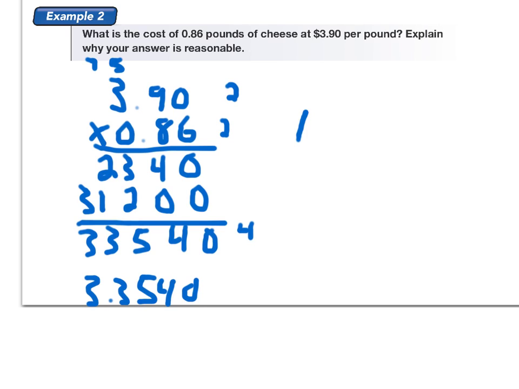Now think about this here. I am telling the cost of some number of pounds of cheese. I would never write money like this, so I need to round to the second decimal place right here. Remember, when I round, I'm going to underline this number and circle the one I'm using to round. The 4 tells me to round up or keep the 5 the same, and it tells me to keep the 5 the same. So I got $3.35.